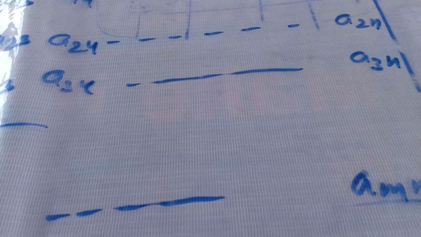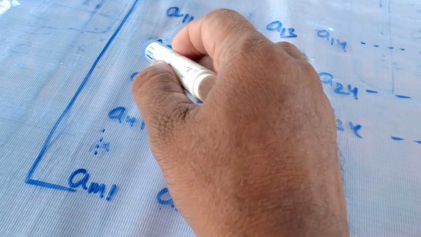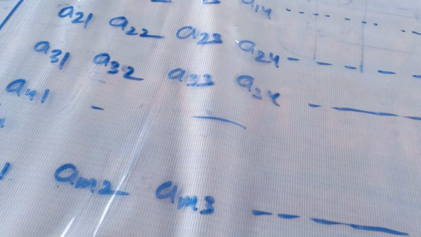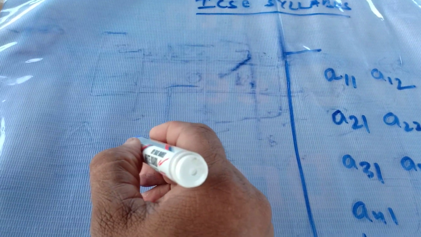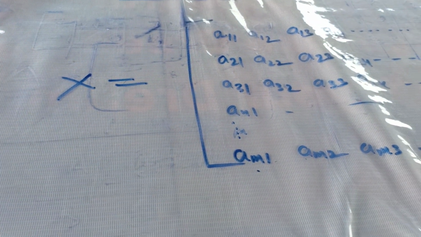What are m and n? Any natural numbers. So what is its order? Then you can say how many rows are there: 1, 2, 3, 4, 5, 6, 7, 8, like that. m rows are there. And columns: 1, 2, 3, 4, 5, 6, up to n columns. So m by n is its order. This is the general form of writing a matrix, and you can name it anything, X or A. I hope I am clear up to now.